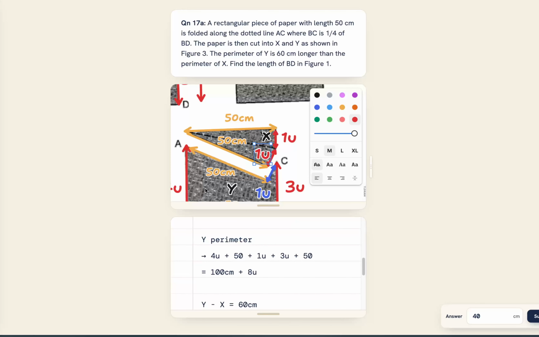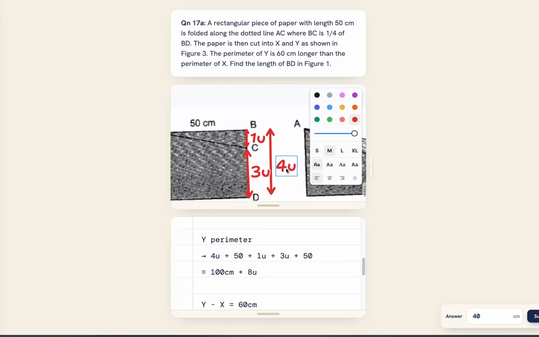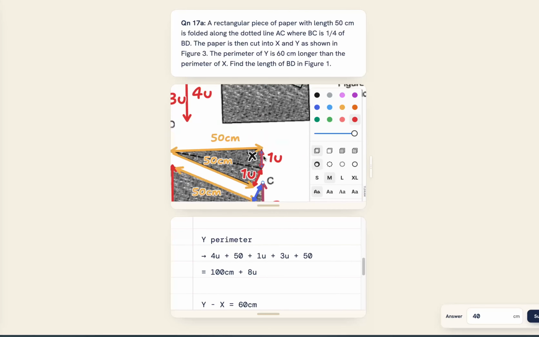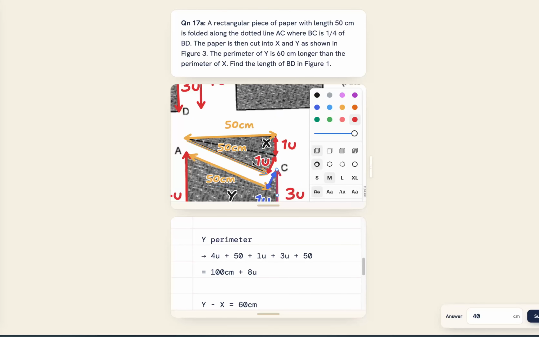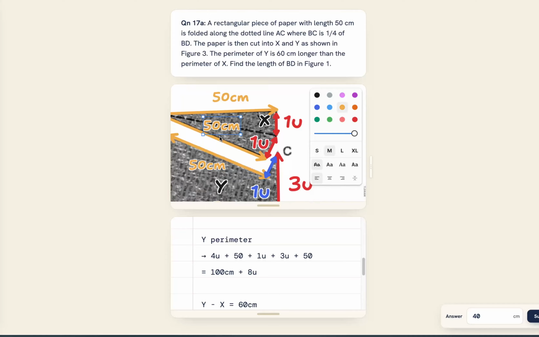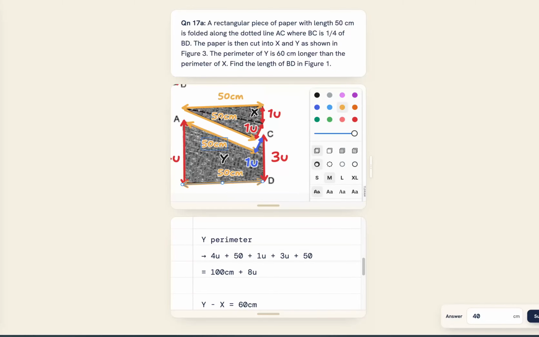Then for the Y perimeter, we also use whatever we calculated. These 4 units over here is the length of the rectangle, plus 3 units, which is CD that we calculated earlier. And from the cut part, we have 1 unit. So this part is also 1 unit. This is 50, so this is 50 as well. Then this length is also 50 because it's part of the rectangle. The Y perimeter, if you add up, is 100 centimeters plus 8 units.